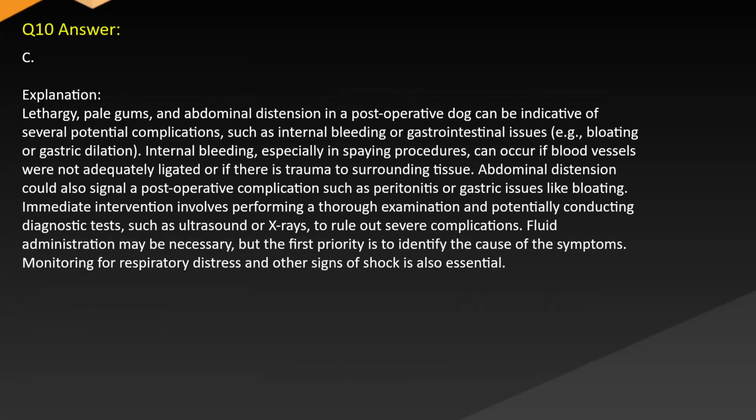Answer C. Explanation. Lethargy, pale gums, and abdominal distension in a post-operative dog can be indicative of several potential complications, such as internal bleeding or gastrointestinal issues, e.g. bloating or gastric dilation. Internal bleeding, especially in spaying procedures, can occur if blood vessels were not adequately ligated or if there is trauma to surrounding tissue. Abdominal distension could also signal a post-op complication such as peritonitis or gastric issues like bloating.